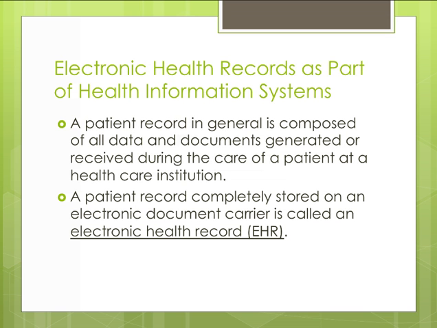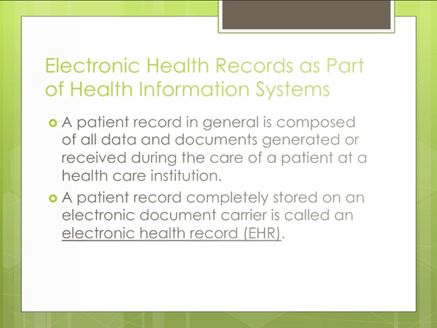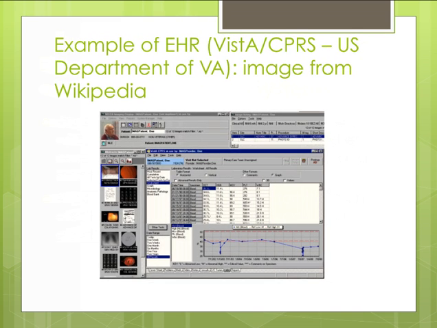So a patient record really is all of this information, this data, as the patient receives care in a common location. So when you talk about an electronic healthcare record, really what you're saying is that all this data, this record, is stored in an electronic document carrier or carrier system. So here is an example I pulled off of Wikipedia. If you go there and look up electronic health record, you'll see different examples. This is a common one used in the U.S. Department of Veterans Affairs. They did a screenshot apparently for Wikipedia.